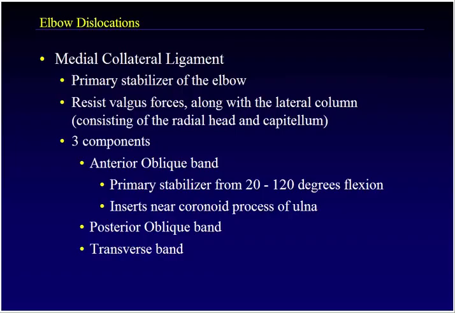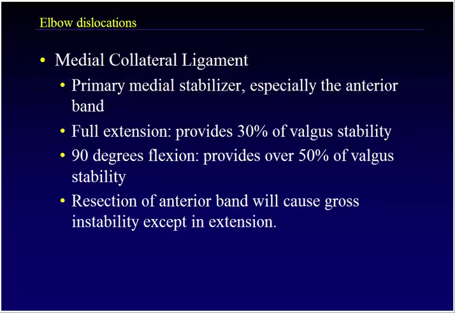It provides resistance to valgus deforming force along with the lateral column itself, which consists of the radial head and the capitellum. There are three components. There's the anterior oblique band, which is the primary stabilizer and inserts, again, at the coronoid process. Then you have the posterior oblique band and the transverse band. So, again, the medial collateral ligament is the primary medial stabilizer of the elbow joint, especially the anterior band. In full extension, it provides 30% of the valgus stability. In 90 degrees of flexion, it provides over 50% of the valgus stability. And when you have more extension, then you can more rely on the intact lateral bony column for your stability.